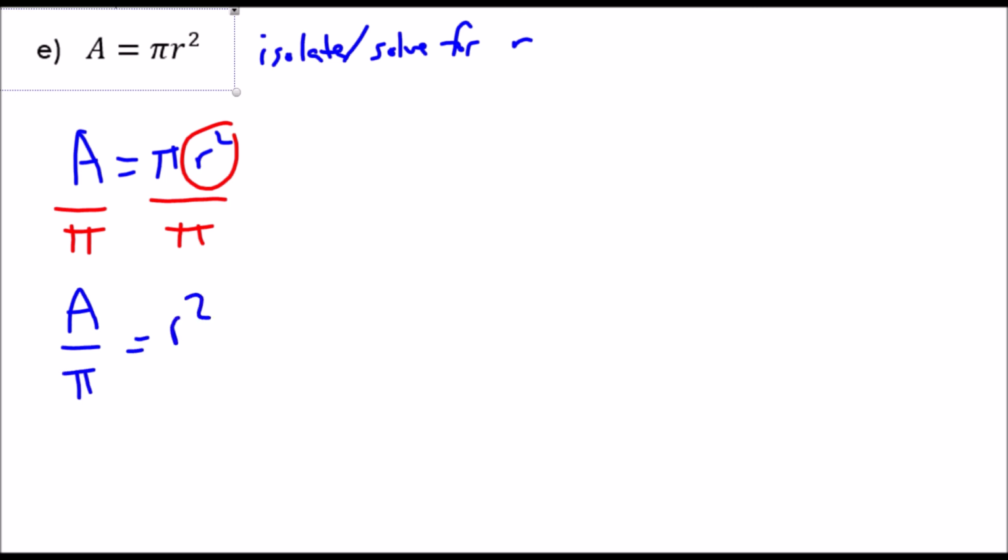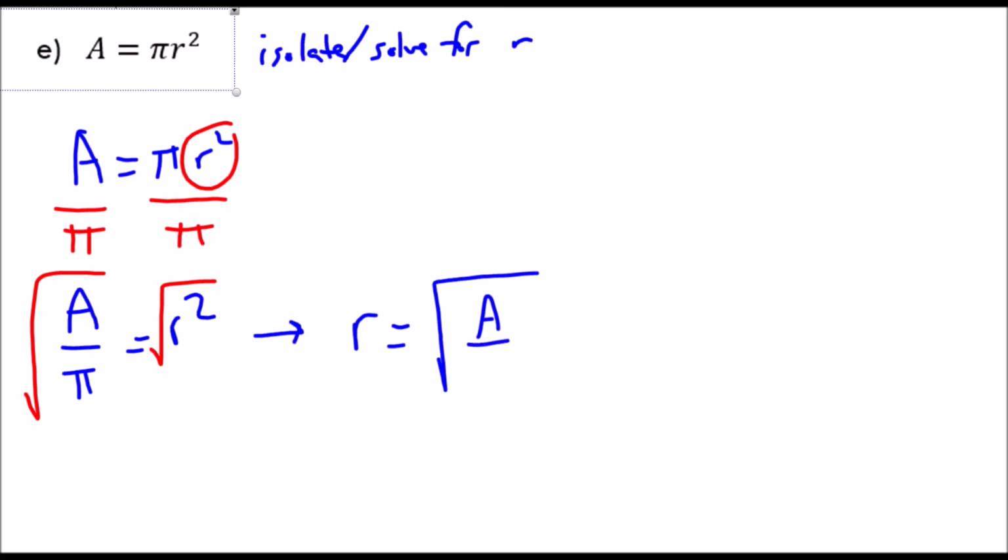So this isn't linear because I've got to square it here. Now, what's the opposite of squaring something? The opposite of squaring something is square rooting it. So I'm going to square root this side. That'll get rid of the r squared. That'll just leave r. But what I do to one side I do to the other side, so I also square root this side. So what am I left with? I'm left with, as a final answer, r is equal to the square root of A over pi.